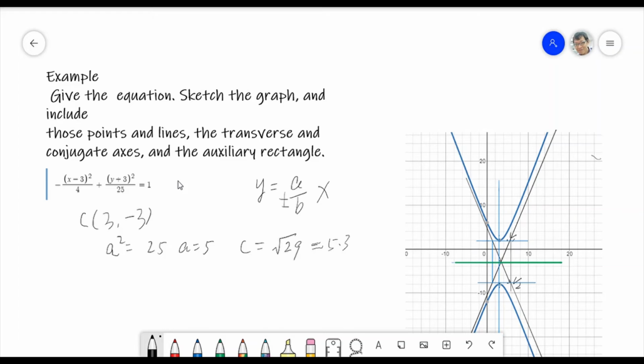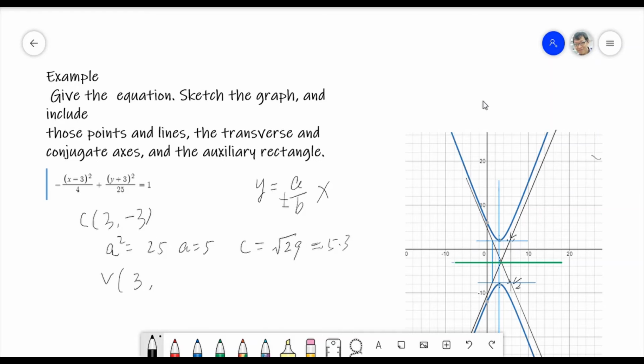Okay, so when we get this one, now we can identify the vertex. So what is the vertex? First, let's see, based on this axis, the vertex will be on this line. This is for the transverse axis, right? This transverse line is x equals 3 because it has to pass through the center. So the 3 is always there. Okay.